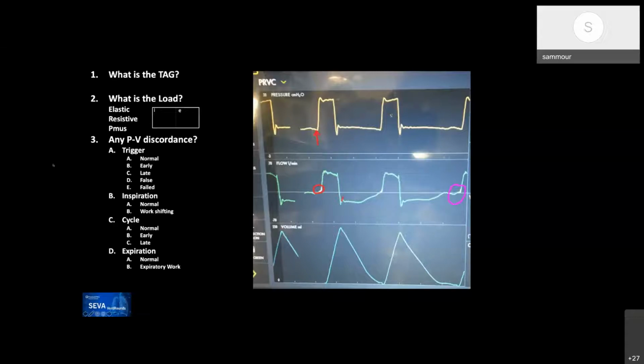Expiration, again, the purple part looks like the patient might be doing some expiratory work on the vent at that point, trying to force some exhalation there. So there may be some expiratory work being done. I don't know. Thoughts? Very good. What do you say, Matt?